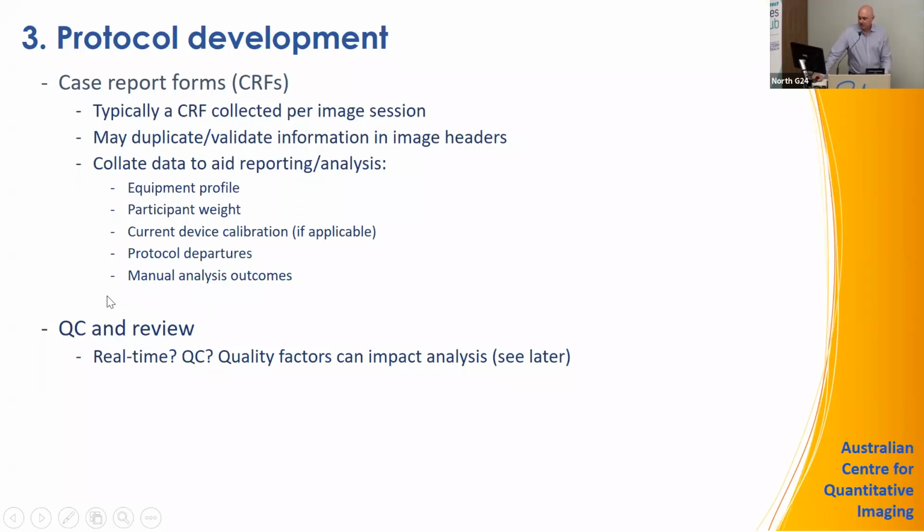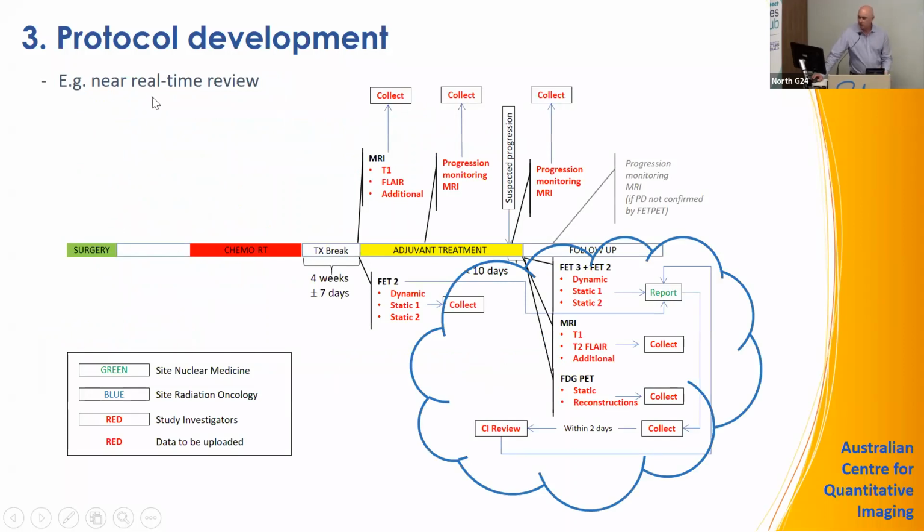And then there's the quality control of the images and how they're read. Just an example, we might have what's called real-time review or near real-time review, whereby an image is acquired, and if that image needs to have a decision made on it before the patient can progress in the trial, that might need to be reviewed by the trial investigators.